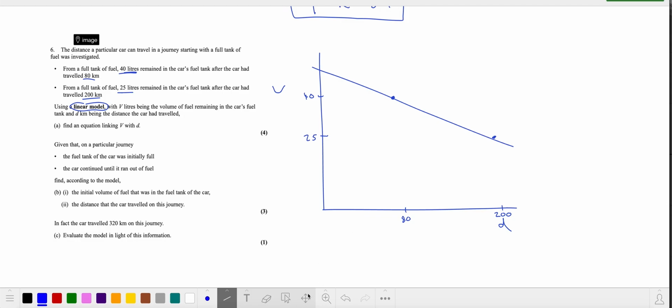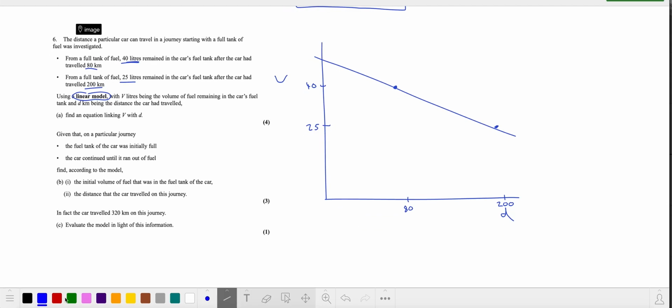So we can see with this linear model that there's going to be a y-intercept of this straight line, and that would tell us how much fuel was in the tank when we hadn't gone anywhere yet. In other words, at the start of the journey, how much fuel was in the tank. So that's going to be useful later. But for now, we just want to find the equation of this straight line graph. Very simple thing to do because we have two coordinates on the graph.